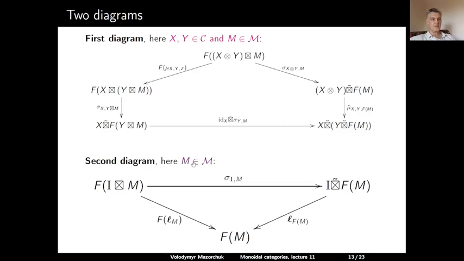And the second diagram, for any m in M, we can start from f of the identity acting on M. We can use sigma to go to the identity acting by tilde on f of M. Now here we can use the L tilde, so this should be L tilde f of M to go to f of M. Alternatively, from f applied to identity acting on M, we can use f of L of M to go to f of M. And this diagram also should commute.